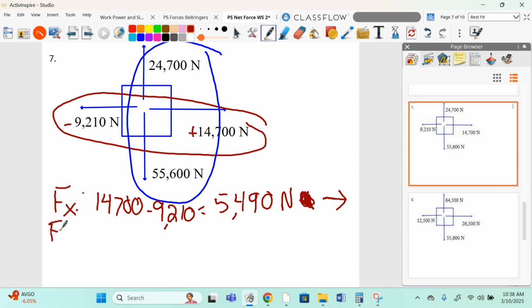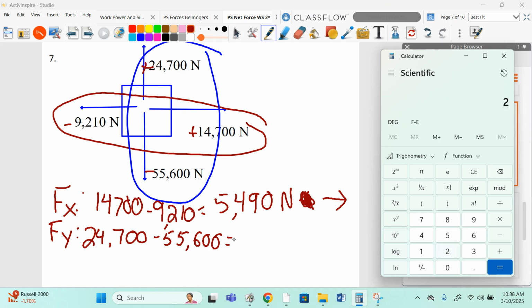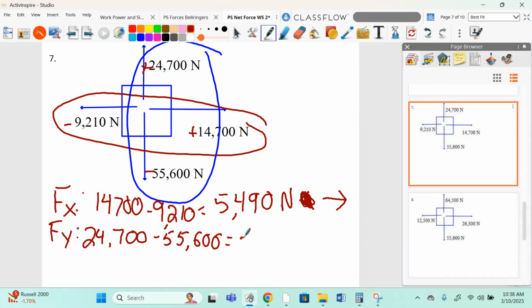If I'm looking at my forces in my y direction, up is positive, down is negative. So I'm taking 24,700 and subtracting 55,600. 24,700 minus 55,600 is giving me negative 30,900 newtons. And what that negative sign is telling me is that it's going down.